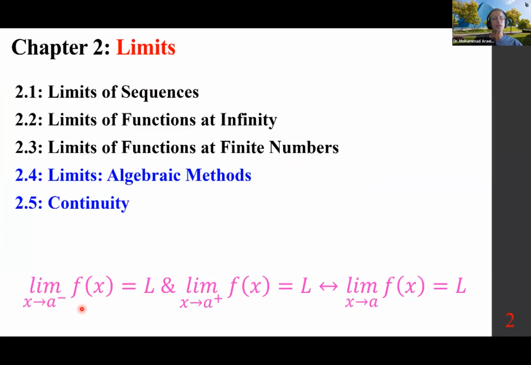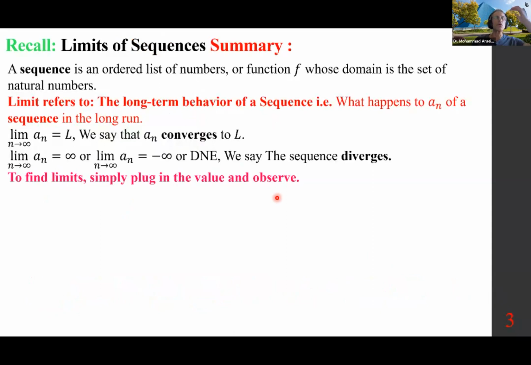The limit exists if one-sided limits are identical. That means the limit of f of x as x approaches a from the left is L, the limit of f of x as x approaches a from the right is L, therefore the limit exists. So in summary, a sequence is an ordered list of numbers or functions f whose domain is the set of natural numbers.